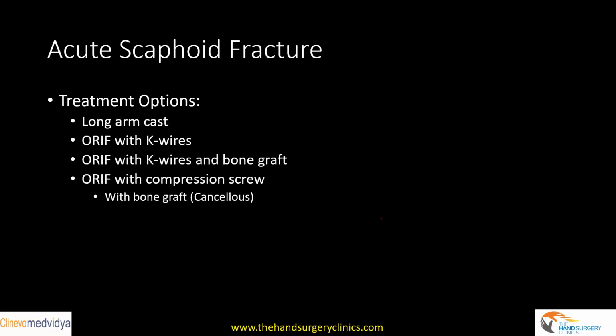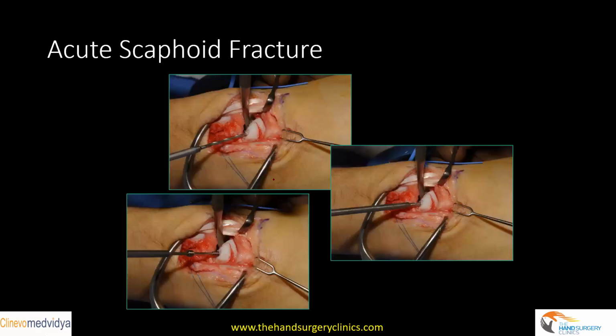So what are the treatment options at this juncture? You may think of a long arm cast. You may think of fixation with K-wires, or fixation with bone graft and K-wires, or the standard headless compression screw with or without bone graft. We decided in this particular case, because it was a proximal pole fracture, to go ahead with open reduction internal fixation. You can see the fracture line here.